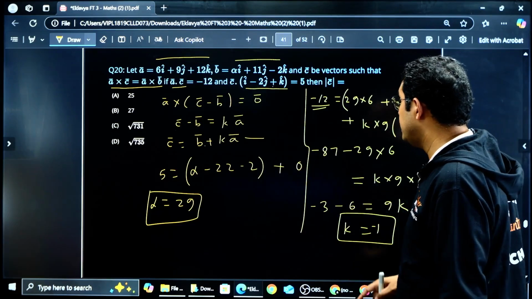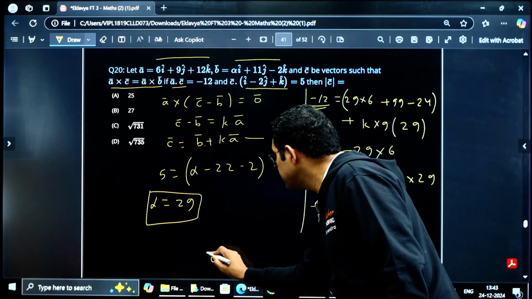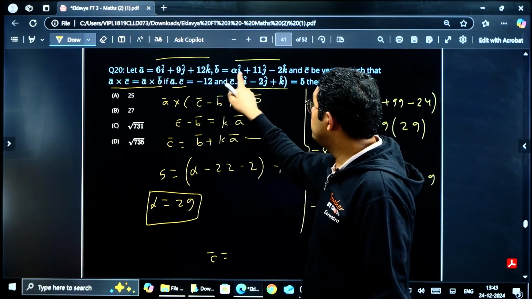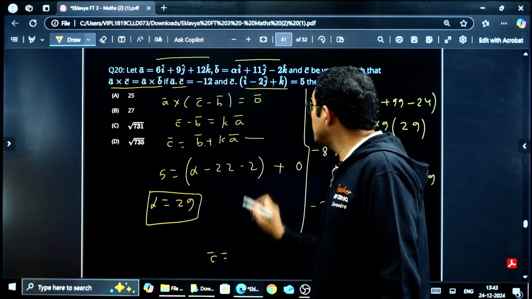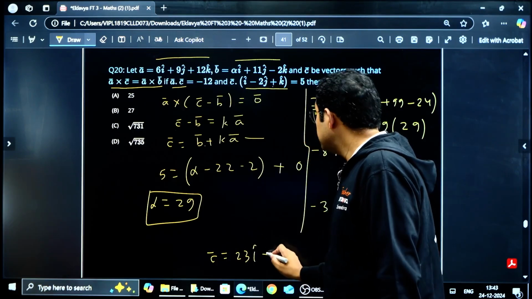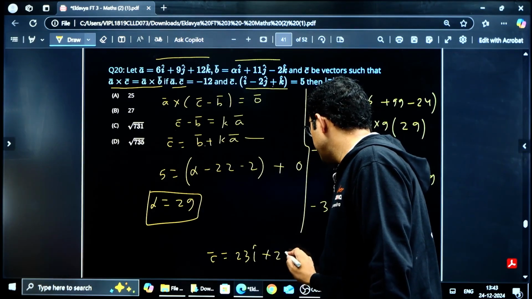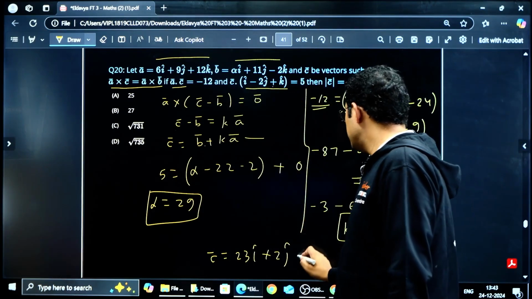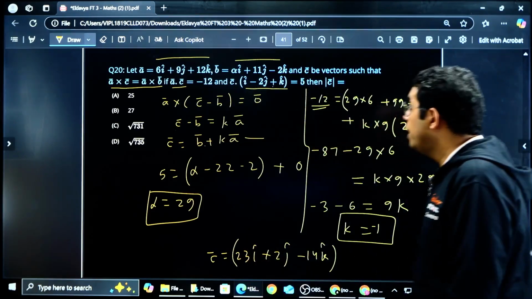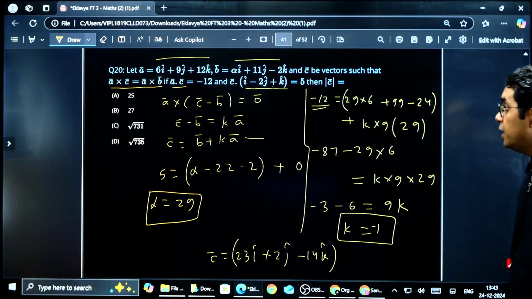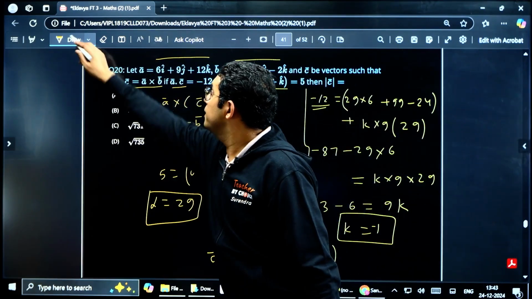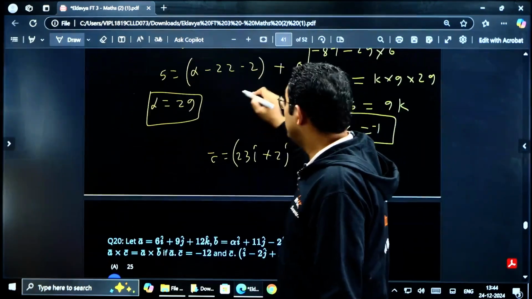So we will be able to get the value of C from here. C will be just B minus A. So 29 minus 6 is 23 i cap plus 2 j cap, and minus 2 minus 12 is minus 14 k cap. Okay, and we have to find the mod of this vector. So options are like this. I think we need to calculate the squares here.